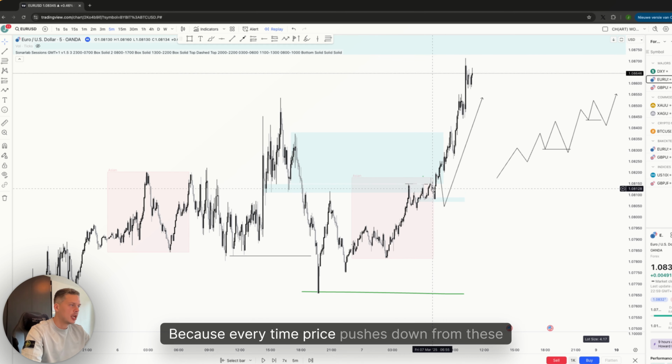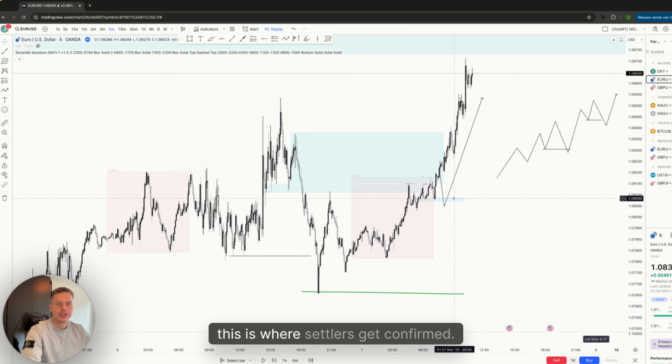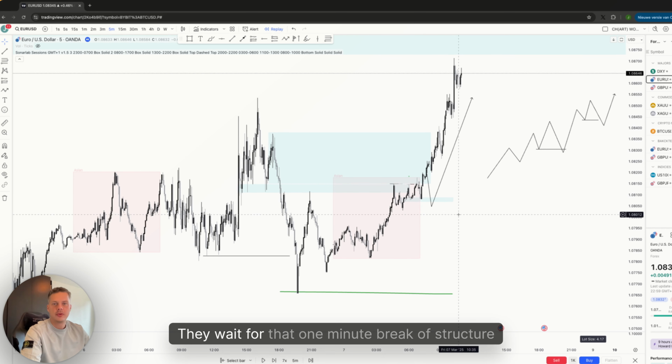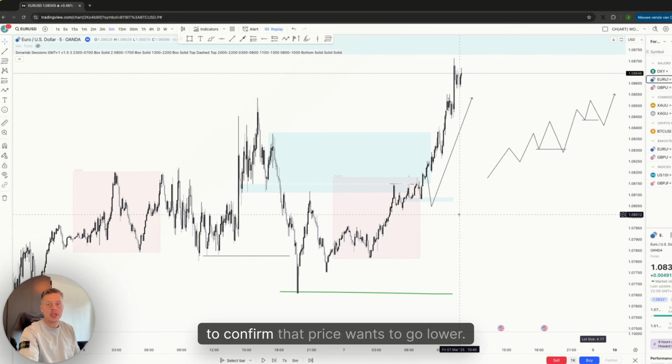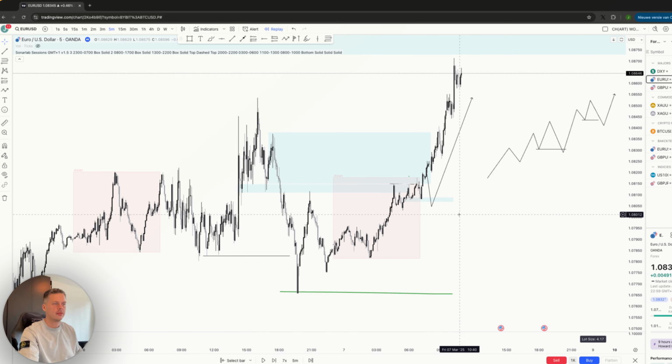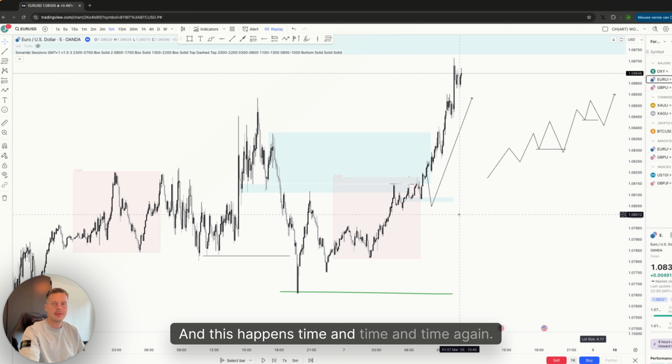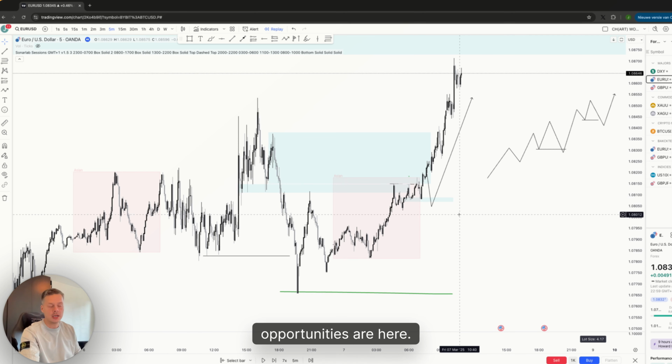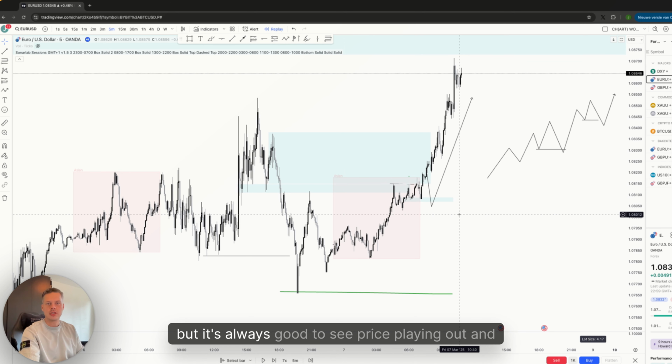confirmations, because every time price pushes down from these areas, this is where sellers get confirmed. They wait for that 1 minute break of structure to confirm that price wants to go lower, and every time it just rockets off. And this happens time and time and time again. So every London session, these kind of opportunities are here. Does it mean that there is a trade every day? No, but it's always good to see price playing out and following the narrative and the story of what we potentially want to see.